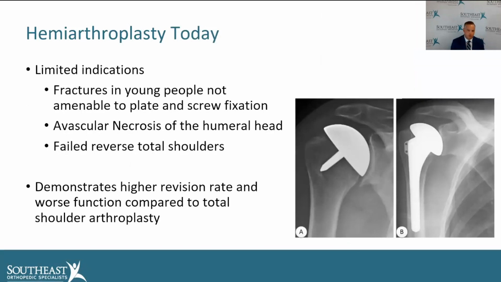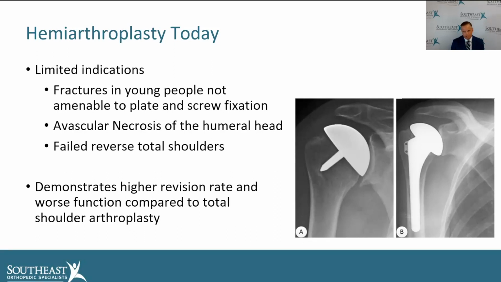So what does hemiarthroplasty look like today? I think it's a limited indication, especially in my practice. I think for fractures in young patients who are not amenable to plate and screw fixation for whatever reason, or avascular necrosis. Avascular necrosis is a problem that happens in the shoulder, mostly in the humerus, where there's a disruption of blood supply to the humeral head, and it leads to cartilage damage and bony erosion on the humeral head. In both these scenarios, the glenoid is actually pretty well preserved, and so in this case, it may make sense to just replace one side of the joint.